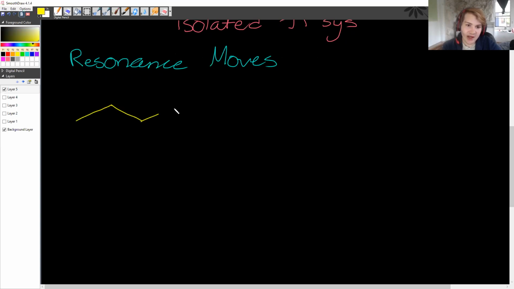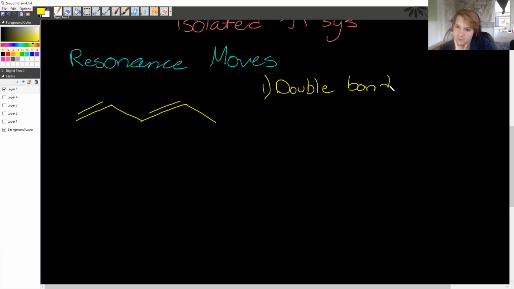Let's say that we have any given molecule. I don't know, maybe ours looks like this, and we have one that looks like that. The first valid move that we're allowed to do is the double bond push, also called electron pushing.